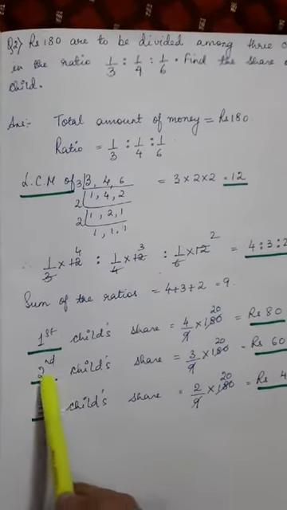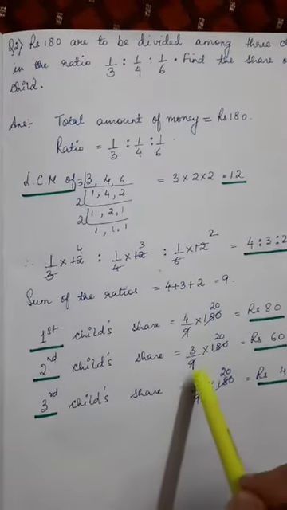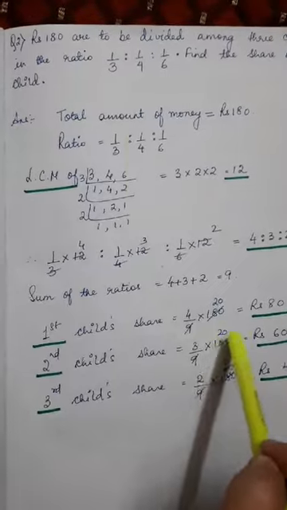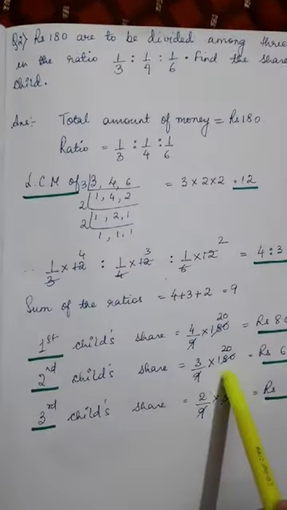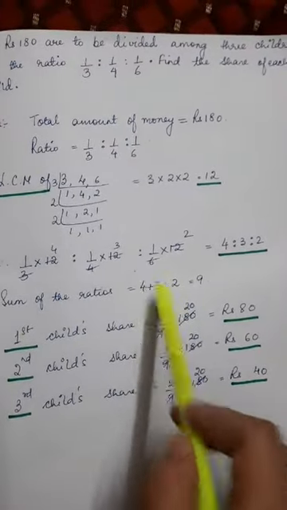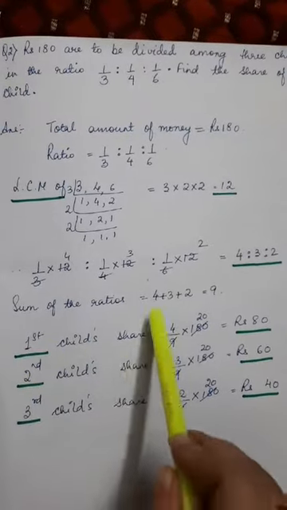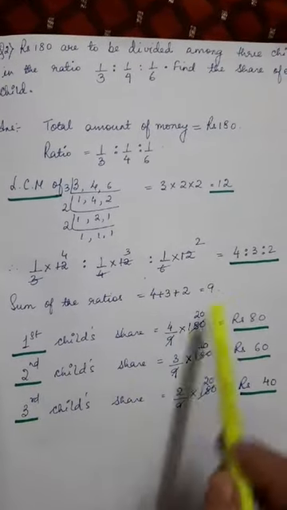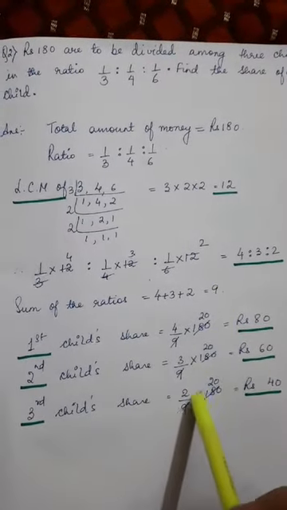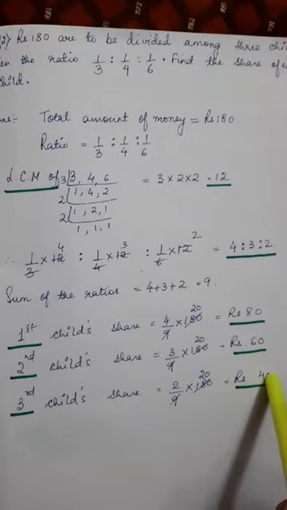Moving on to the second child's share. What is the second ratio? 3. So, 3 divided by total, that is 9, into 180. 180 means the total. After cancellation, I get rupees 60. See, I have converted this 3 ratio into rupees. So, rupees 60 becomes the second child's share. The third child's share will be the third ratio, that is 2, divided by total ratio, that is 9, into again 180. After cancellation, it comes as rupees 40.